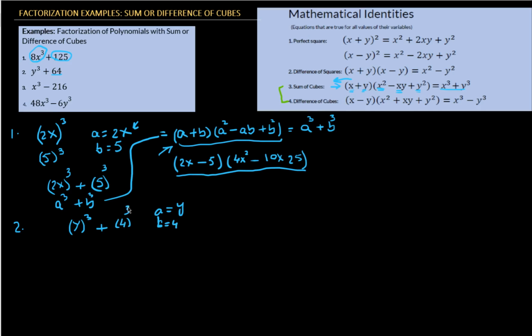So A cube plus B cube equals A plus B. So your A is y. So y plus 4 multiplied by A square, y square, minus A into B. So 4 into y, plus B square, 4 square. 4 square is 16. So these are the factors of the polynomial. So this is a very simple illustration. These are very easy to solve polynomials.